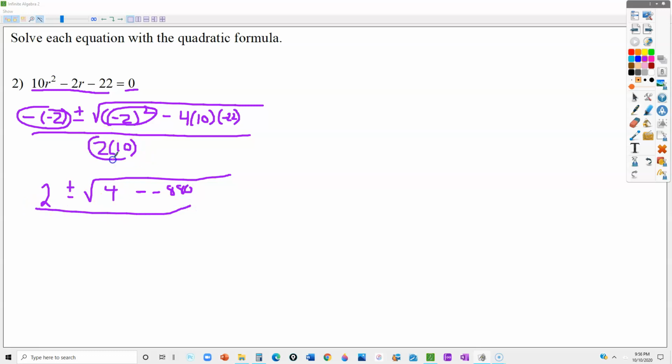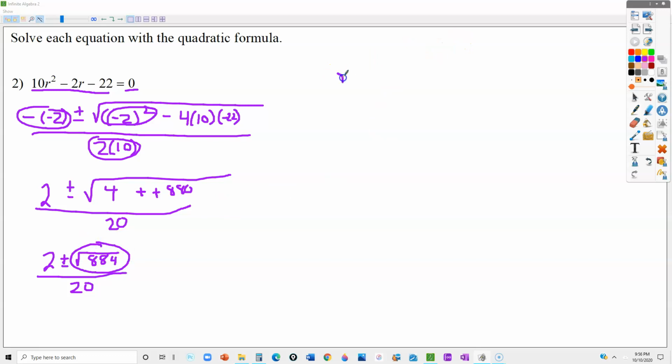In the bottom here, we have double negatives, which happens once in a while. When that happens, you change them to positives. And so now we have 2 plus or minus the square root of 884, which is a pretty big number, all over 20.